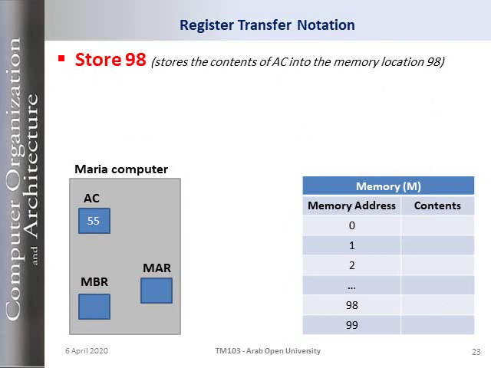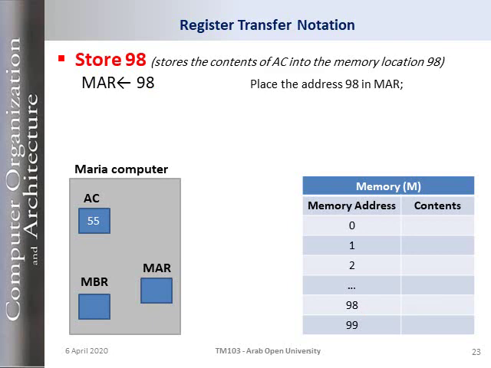Let's move on to the store instruction. Again, instead of X, we'll have store 98. Whatever is in the accumulator, we need to put in memory location 98. So what do we have in the accumulator? We have the value 55. We need to store this 55 here in memory location 98.